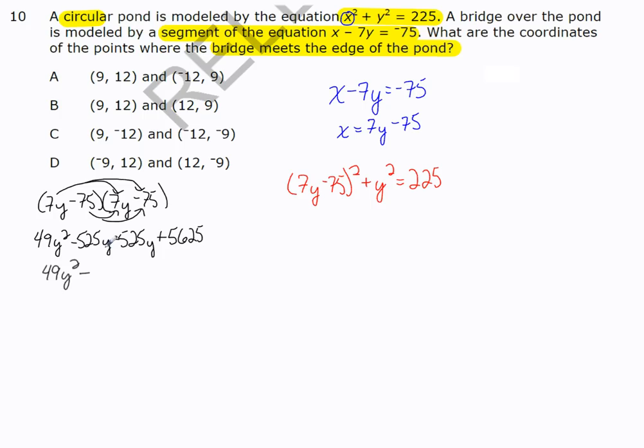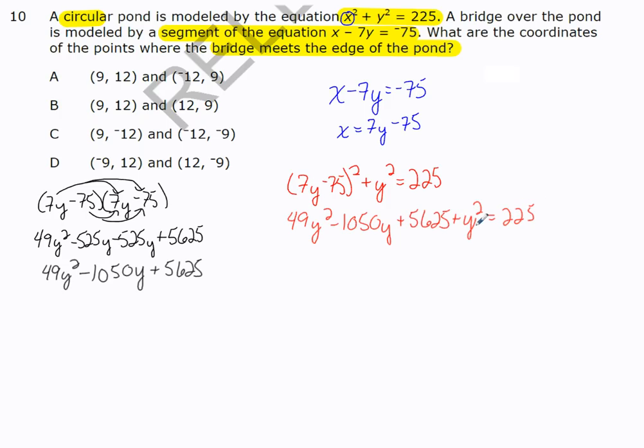So we're simplifying, we're combining like terms. So we get negative 1,050y plus 5,625. That's what I'm going to put back where this 7y minus 75 squared was. So we have 49y squared minus 1,050y plus 5,625. That was just this part right here inside the parentheses squared. Now I have to put the rest of it back in, so plus y squared is equal to 225.